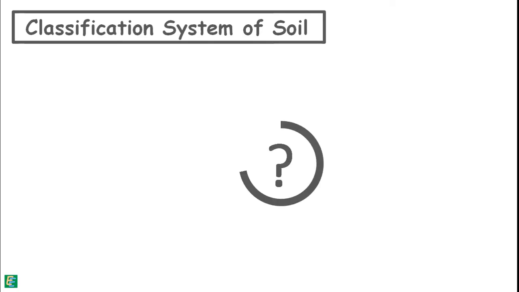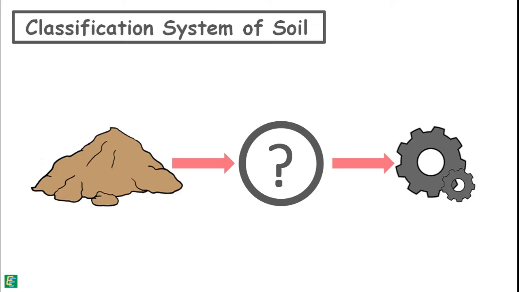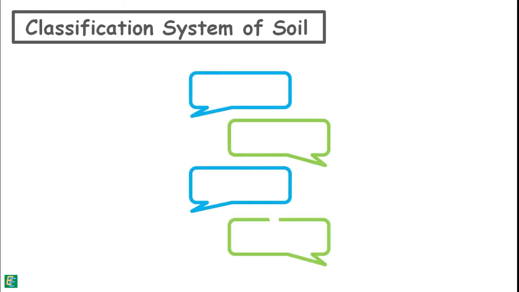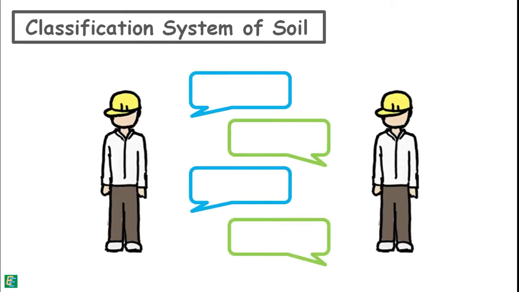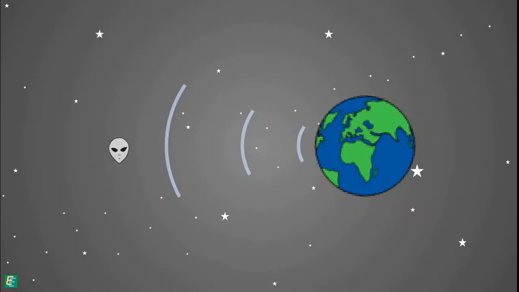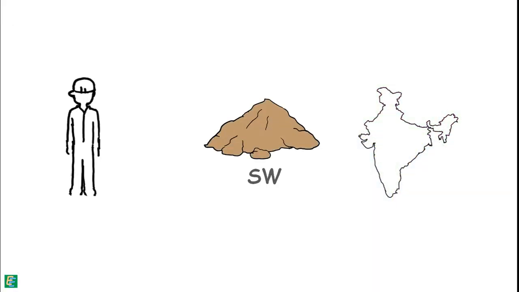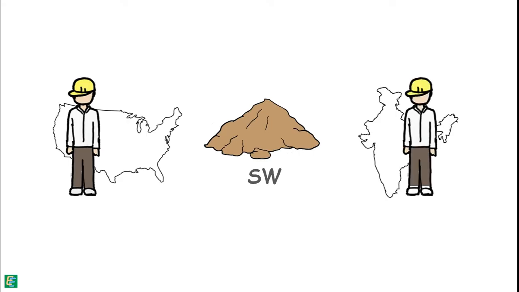Any classification system must provide us the information about the expected engineering properties of a soil. It works as a language of communication between engineers. Classification is done so as to convey the same meaning universally. If an engineer in one country classifies a soil as SW, then another engineer in some other country should be able to understand what kind of soil the other engineer is talking about.